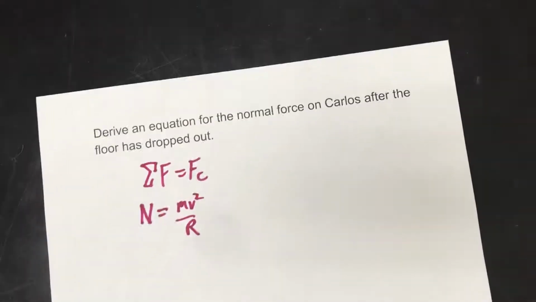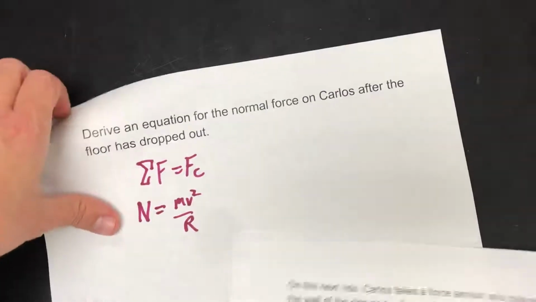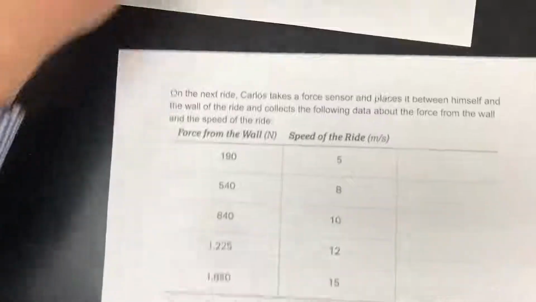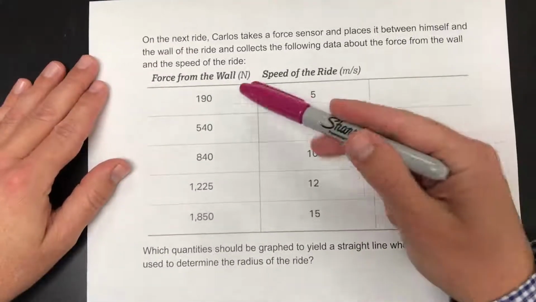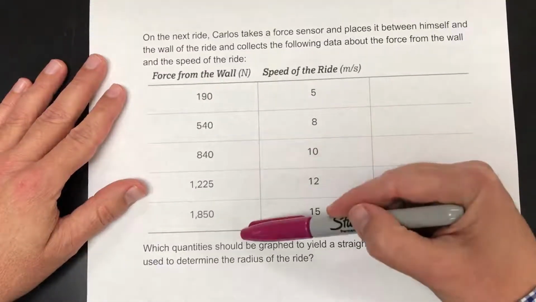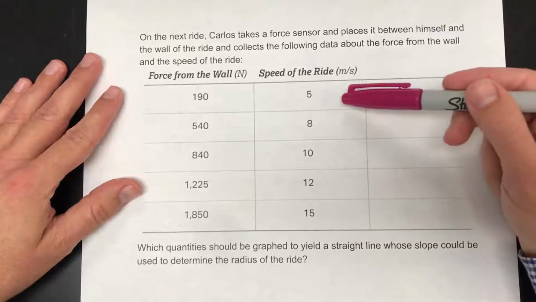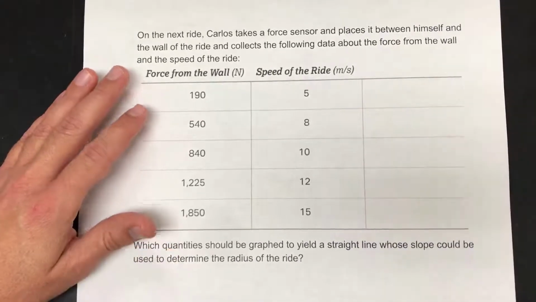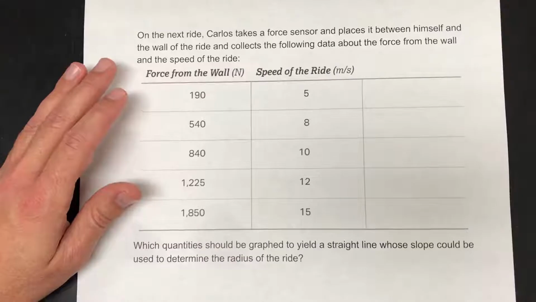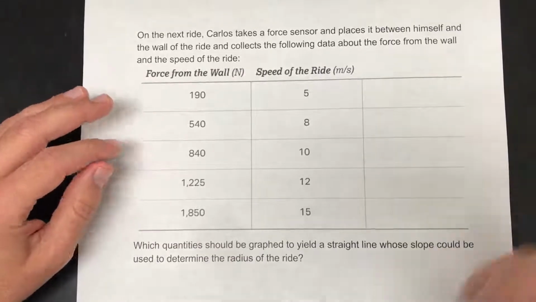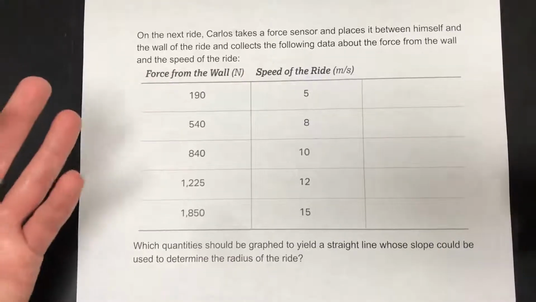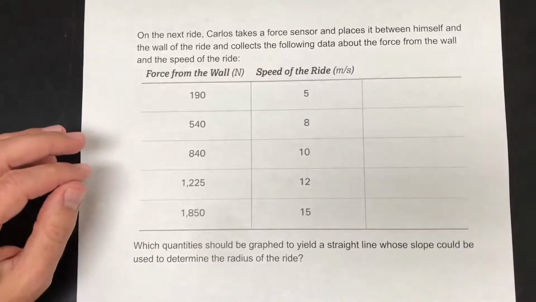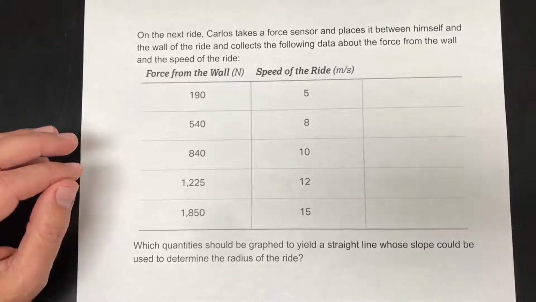So then they say Carlos actually brings on a little sensor. Imagine he puts a scale behind his back, and that's going to get the force of the wall right here, the normal force. And he gets a little accelerometer, let's say, and that gives him the speed of the ride. And we want to think of something that we're going to make a graph of in order that we can get the right information of the radius off of here.